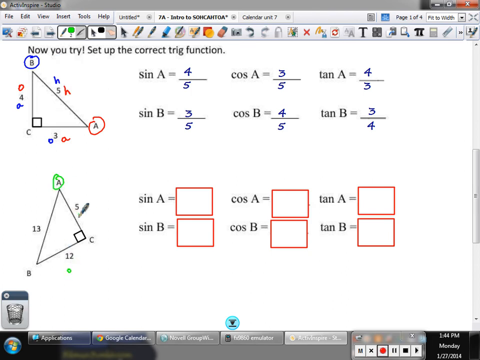This is O, A, and H. Students a lot of times like labeling these because it gives you kind of a reminder of, all right, when I'm talking about B, this is the opposite side from B. That's, whoopsie daisy, that's the adjacent side, and there's the hypotenuse.